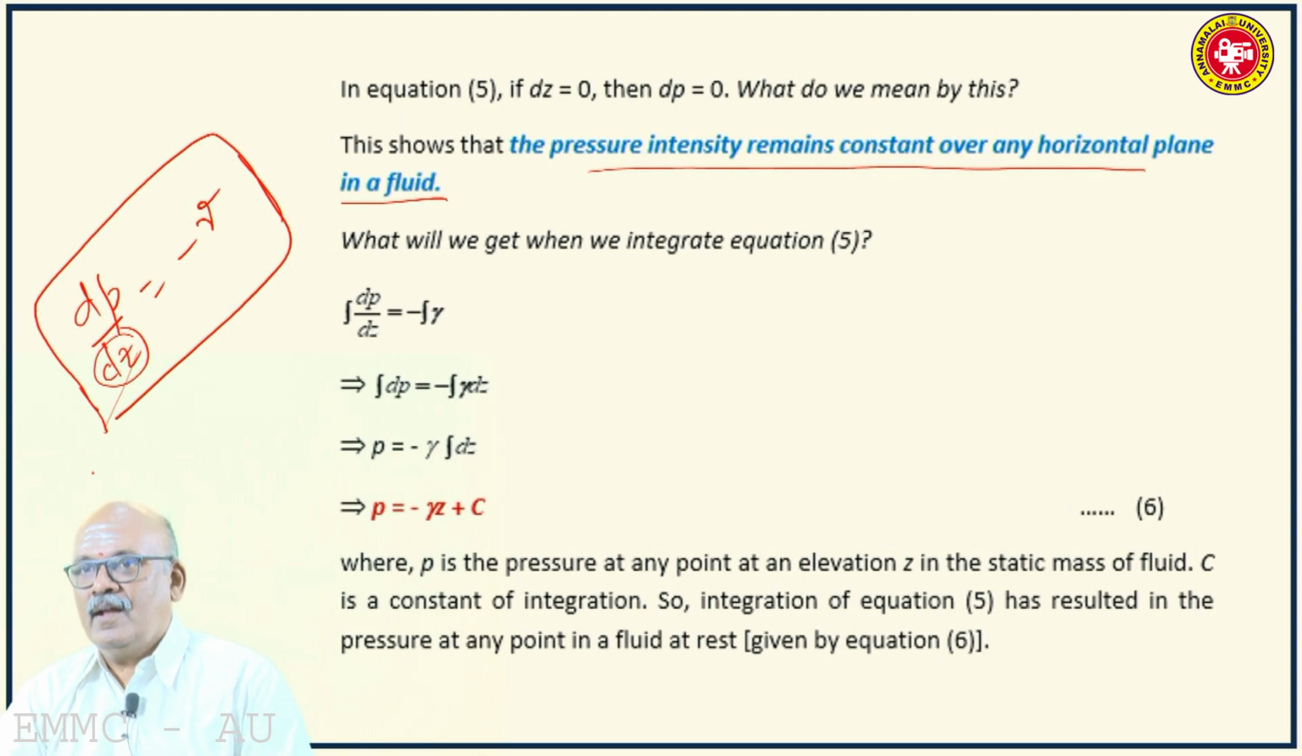So if you take a horizontal plane, that is an xy plane, and if you take any point on the plane, the pressure intensity remains constant. It is not varying. So in a horizontal plane, in the xy plane, the pressure intensity does not vary.